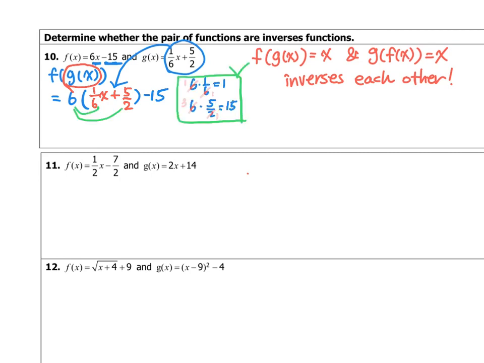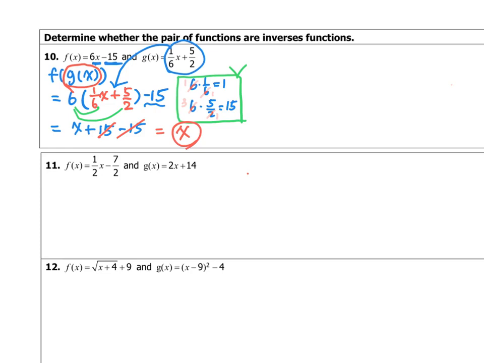Distribute 6 to both terms, and it will give you x plus 15 and minus 15. So if you simplify, at the end what you're gonna have is x by itself, right? Now let's see if g of f of x also comes out as x.